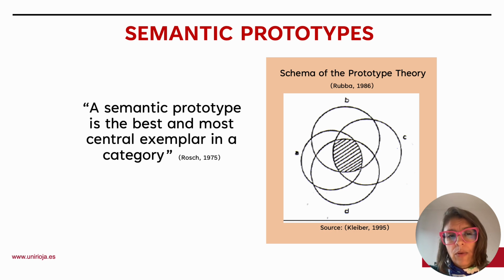As everybody knows, a semantic prototype is the best and most central exemplar in a category. So on the right side of the screen, you can see the schema of the prototype theory designed by Rosch, in which the elements of the prototype are found in the middle of the schema. It means that it collects all the characteristics and features of a category.